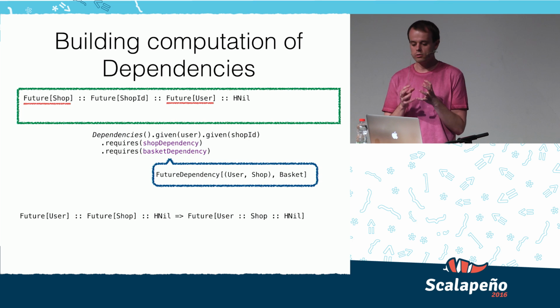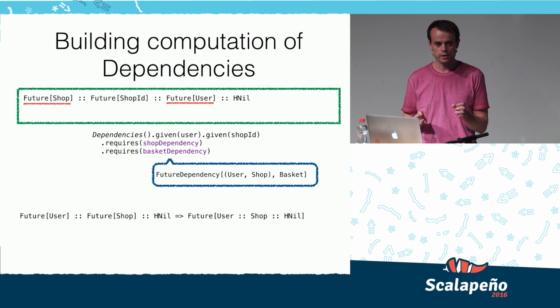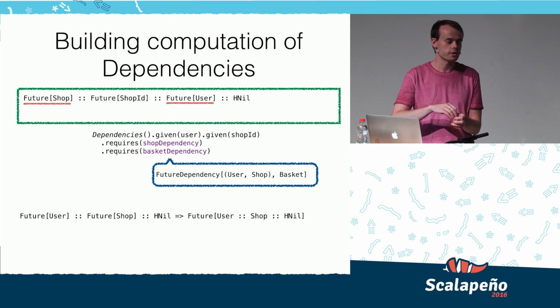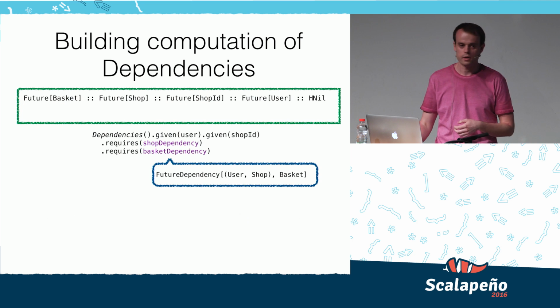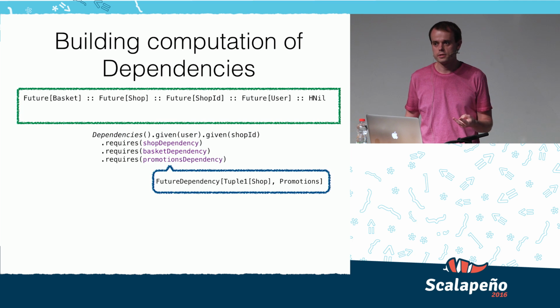So having already the user and shop, we can bind it with the function provided by our dependency. So it wraps a function from user and shop to future of basket. So here, having the HList of user and shop, we can just bind it with our dependency, and as a result, we get another future, which is future of basket this time. Okay, now we have two more dependencies which don't differ.